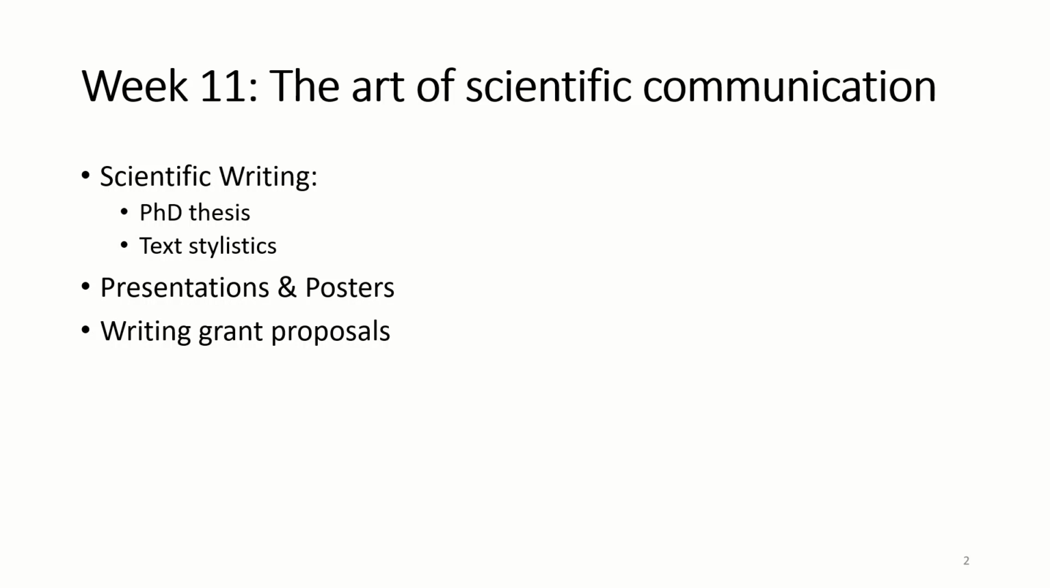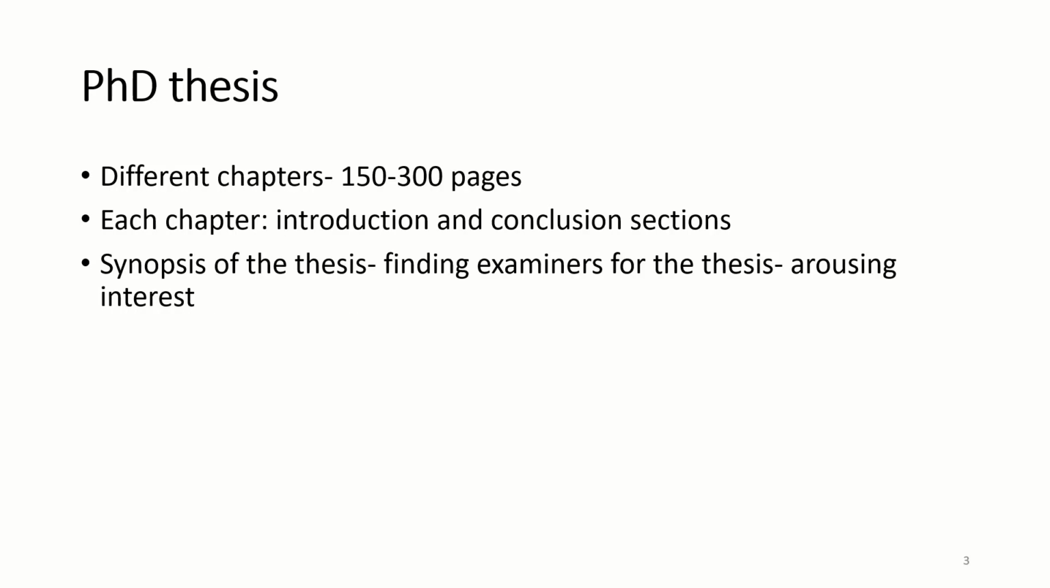Then comes writing grant proposals. For a PhD thesis, you have to have different chapters, which essentially will vary from 150 to 300 pages. Each chapter will have introduction and conclusion sections. And then you have a synopsis of the thesis, which is maybe around 15 pages.